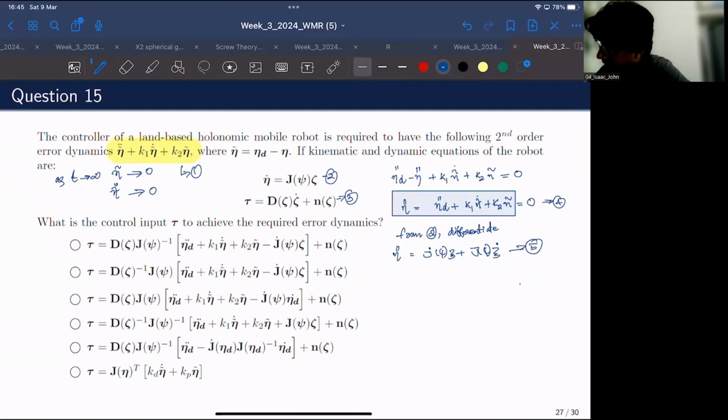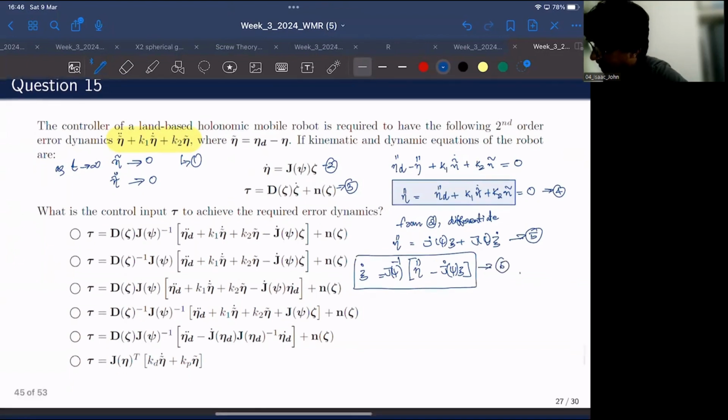Would that be fine? Now, if I substitute, for example, we'll take it further. So what will be zeta dot? Zeta dot will be eta desired minus j dot of psi theta, the whole pre multiplied by j of psi inverse. This is zeta dot. I'll call this equation 6.